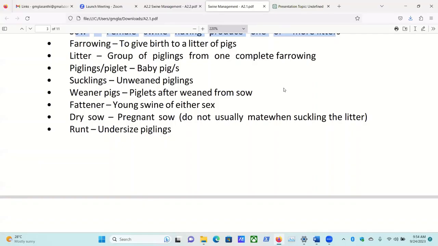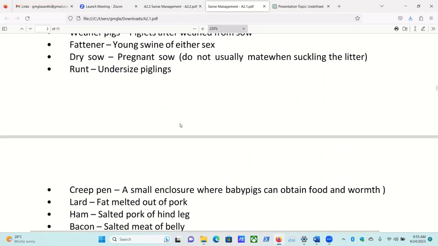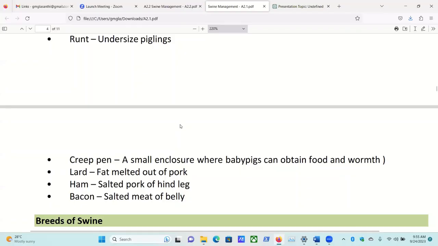So the fattener means pigs that are reared for pork purposes, either sex. That means a female or male pig that we raise for pork, not for breeding purposes. The dry sow means a pregnant sow. That means we don't provide milk for piglets because she is pregnant. The runt means undersized piglets. That means piglets below the ideal birth weight. They are called runts. Very small piglets.